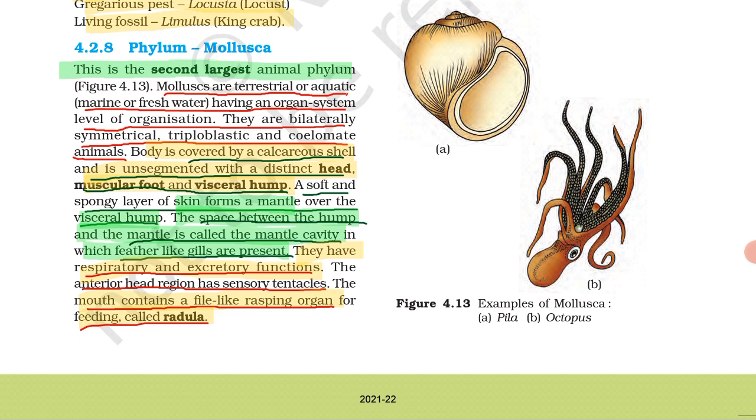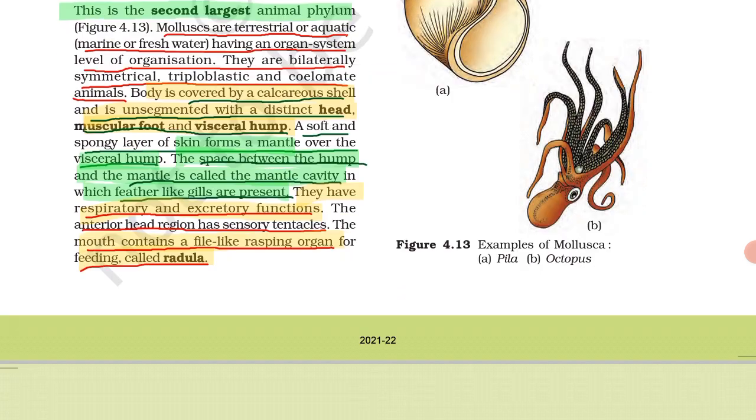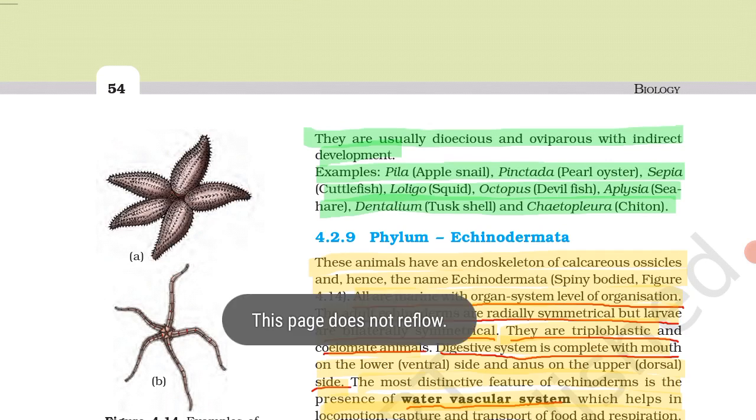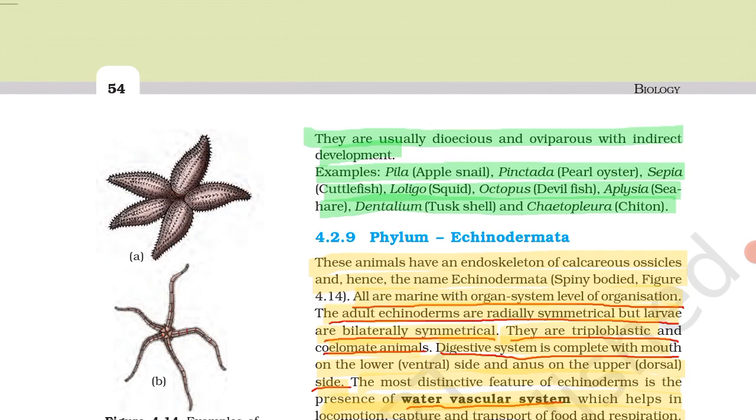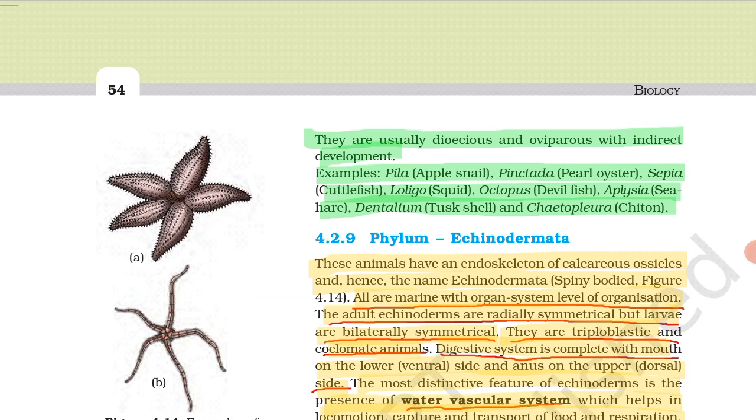Then next, they are usually dioecious and they are egg-laying animals, so it is called oviparous, and development is indirect. Examples are Pila, apple snail; Pinctada, pearl oyster; Sepia, cuttlefish; Loligo, squid; Octopus, devilfish; Aplysia, sea hare; Dentalium, tusk shell; and Chiton, chiton.